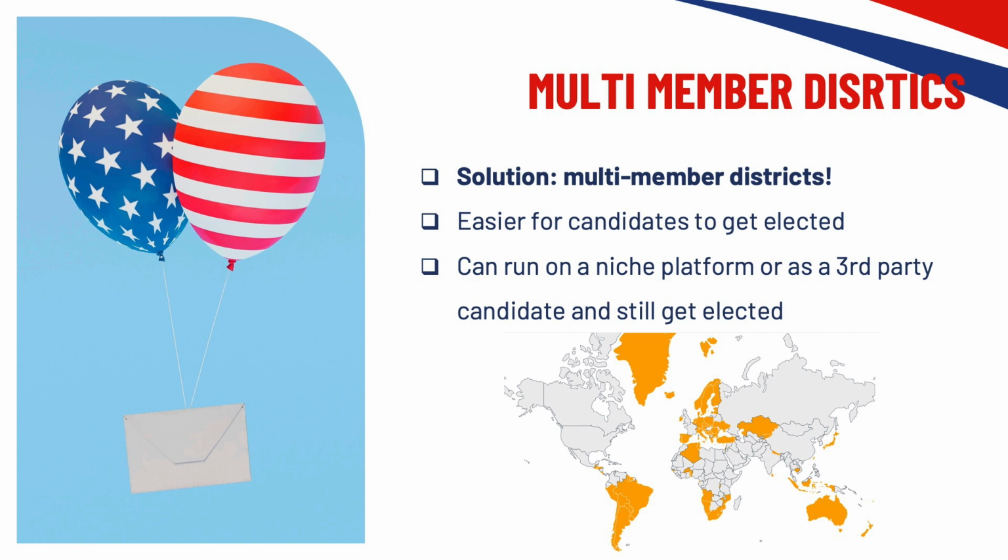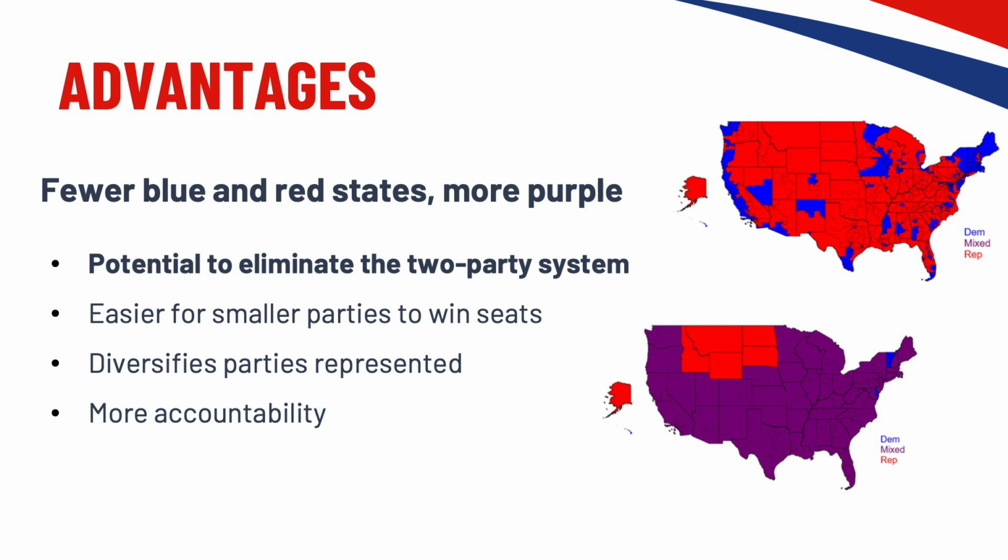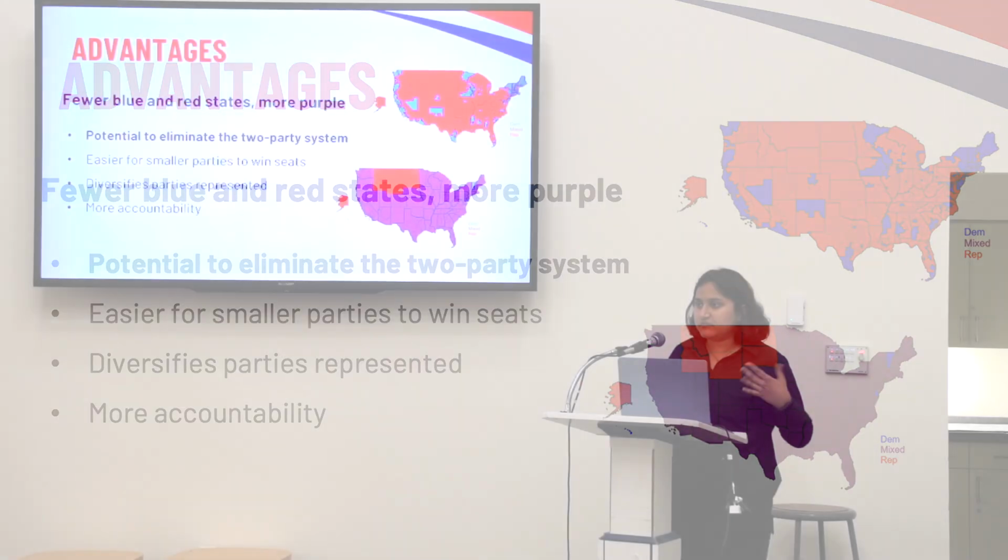This method is actually used in a lot of democracies around the world, and there are a lot of advantages to it. There would be fewer blue and red states because they would be more evenly divided. Each state would have some representatives from the Democratic Party and some from the Republican Party, and there would be potential to eliminate the two-party system because it would be possible for people standing from a third party to get elected.